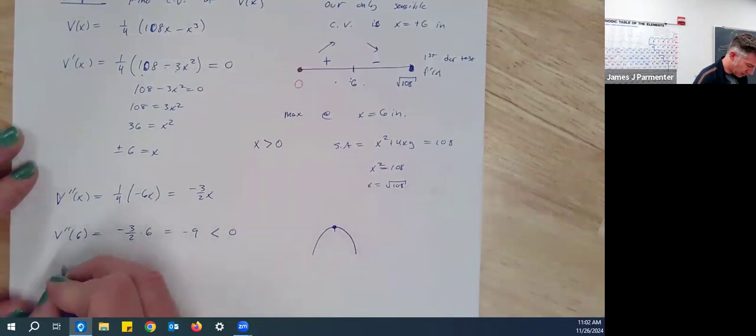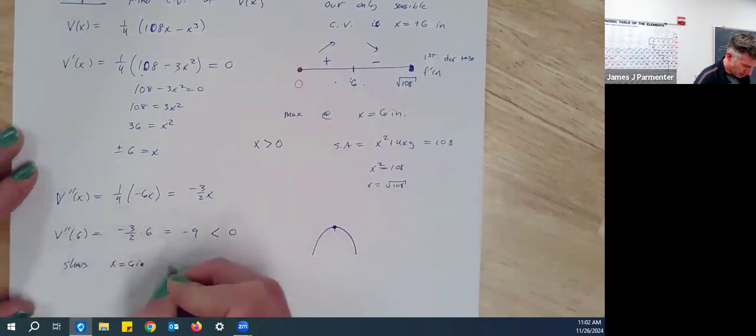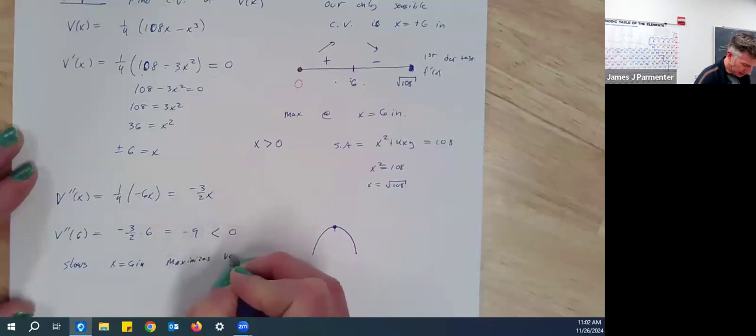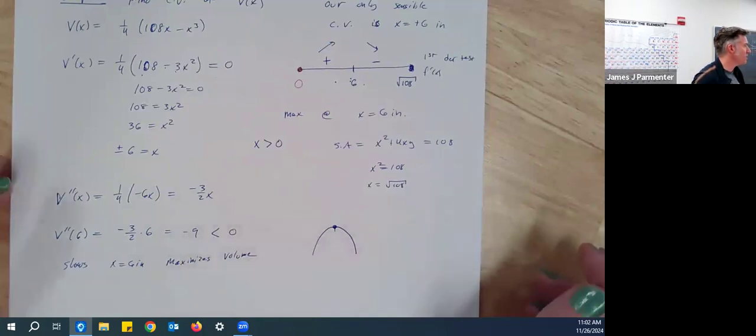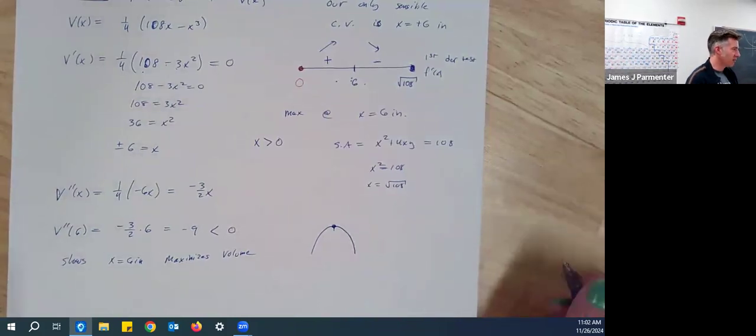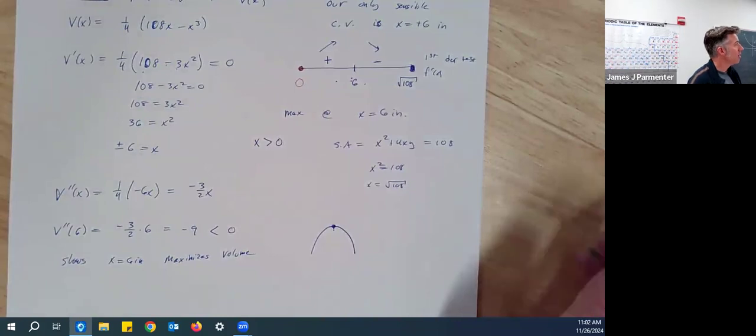So this shows us that x equals 6 inches maximizes the volume. Okay, great. We spent a lot of time doing that, but we haven't even finished the question yet. Because the question said, what dimensions will maximize the volume? We found x, but we also still need to find y.